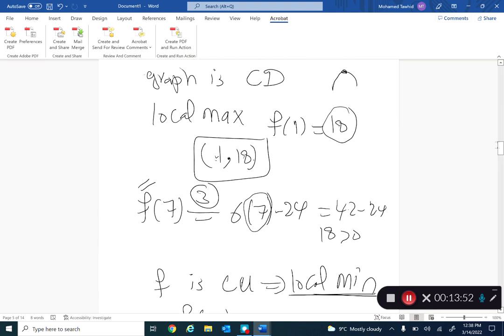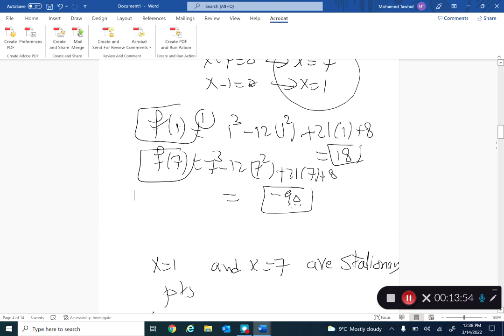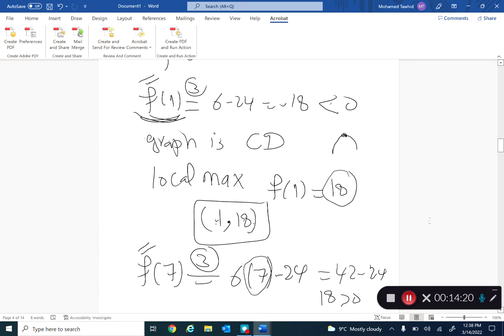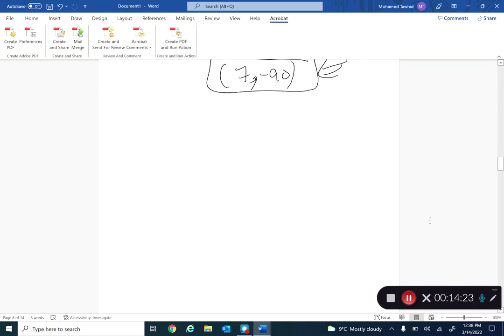So let me summarize what I did. Step number 1, you find the critical or stationary points by taking the derivative and equating it to 0. Then I check if the point is inside the domain. Then I took the second derivative, put each critical point into it, and check if it's concave up or concave down. That is the second derivative test.